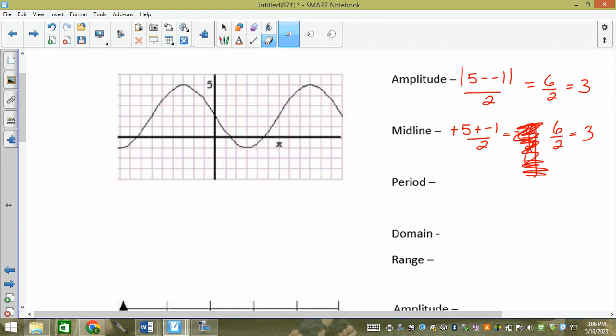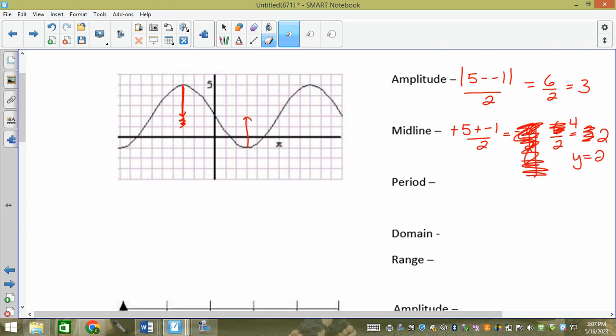Count down 3. 1, 2, 3. Something is wrong. One of these things just ain't like the other. 1, 2, 3. I don't want to get an eraser, so pretend that's not there. And then 1, 2, 3. So this is at 2. Where's my problem? You added the 1 to the 5. I did. 5 plus negative 1 is not 6. It is 4. So it is 2.